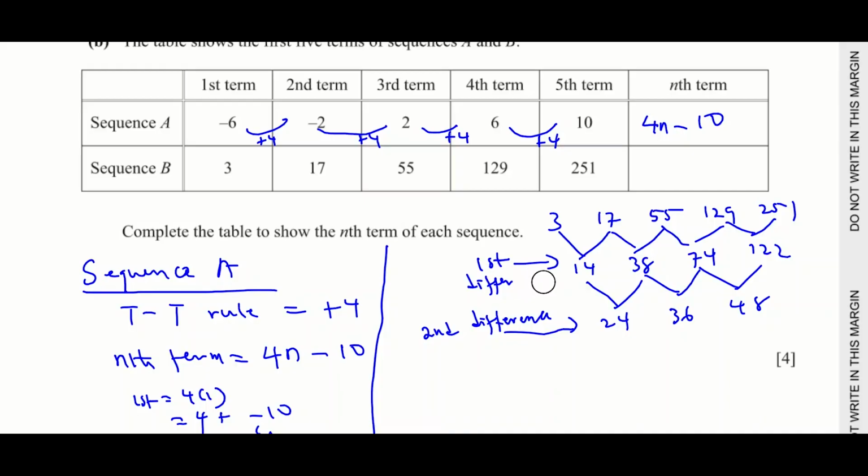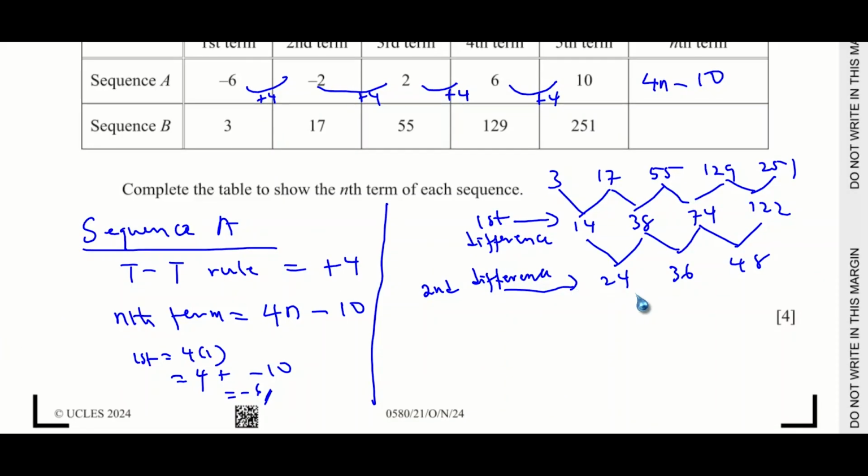Okay, so that's right. First difference, second difference. Okay, so we can do something again here. So this and this will give us 12, and this will give us 12. So this is the third difference.